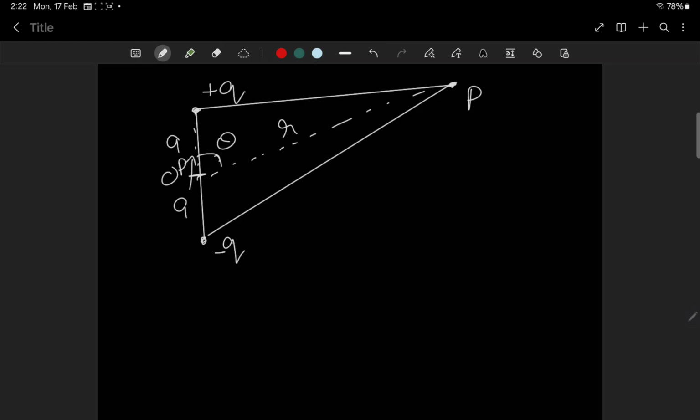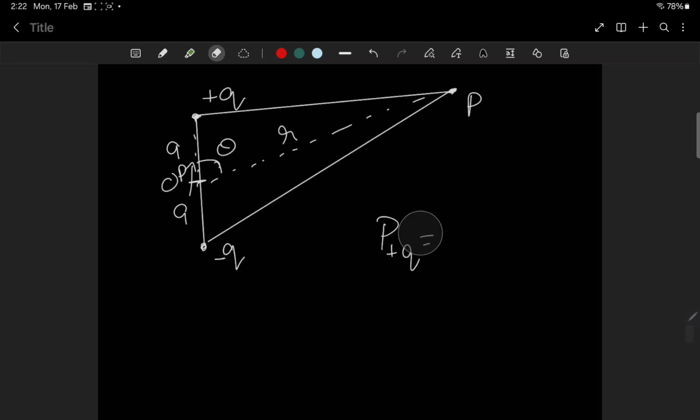Now we want to find V plus Q, that is the potential due to this plus Q charge. This is not a correct straight line, right? No. Look, this R will be given to us. This we will consider as R1 and this will be considered R2, because we need the distance from the point charge, then only we can calculate the potential.